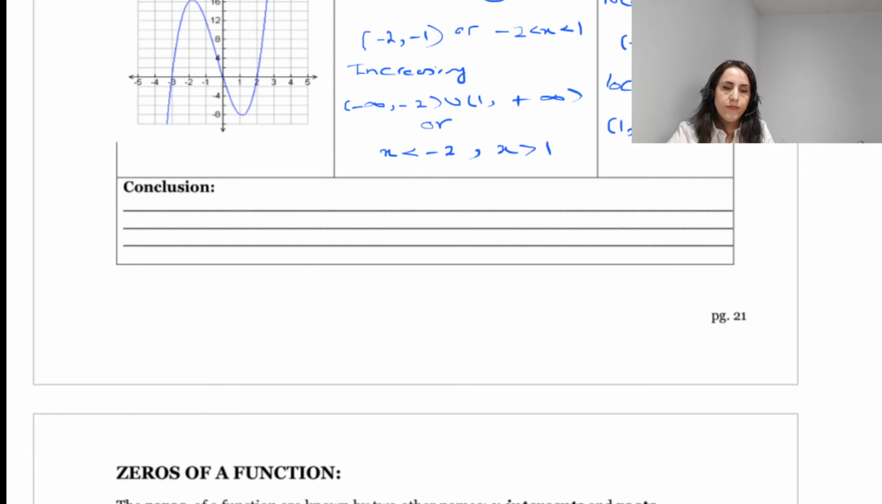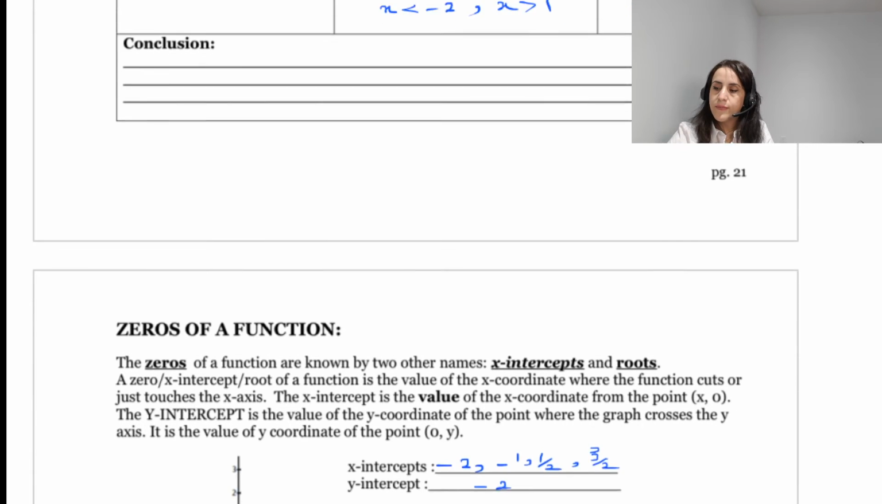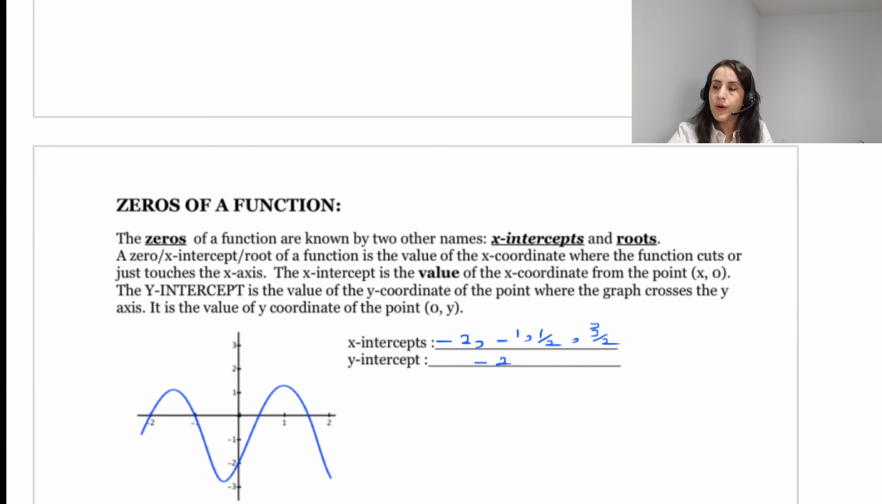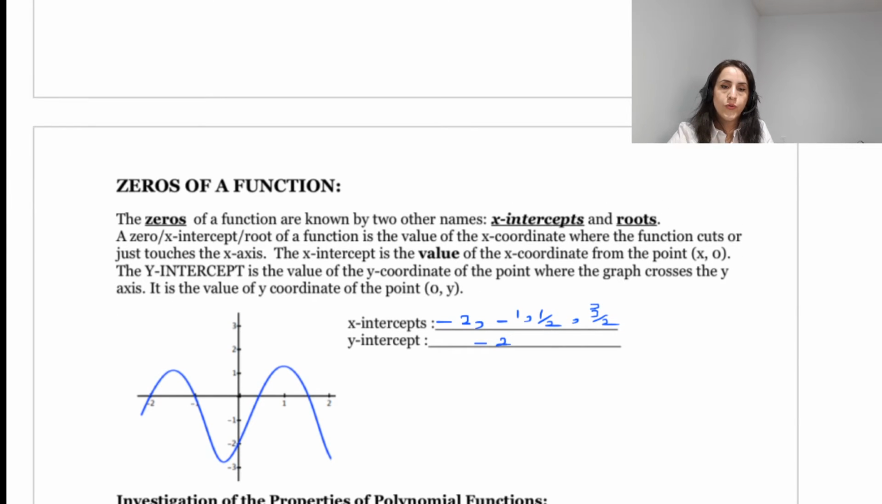The next thing that we are learning here is zeros of a function. Zero or x-intercept or roots. Three different ways that we can talk about the roots or x-intercepts of the function. The zero of a function is also known by two other names, x-intercepts and roots.